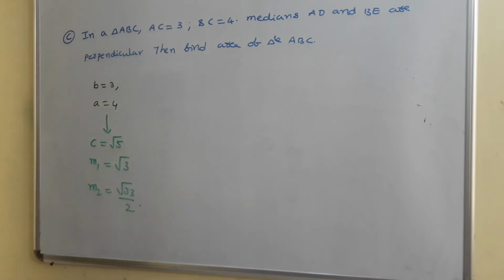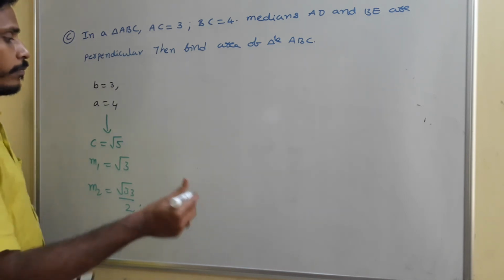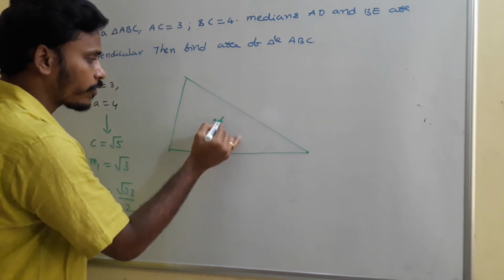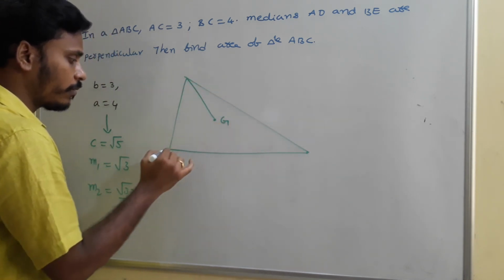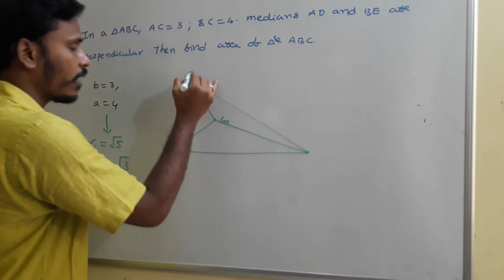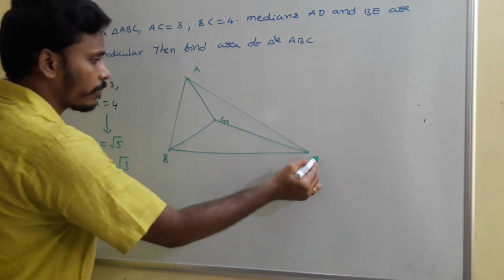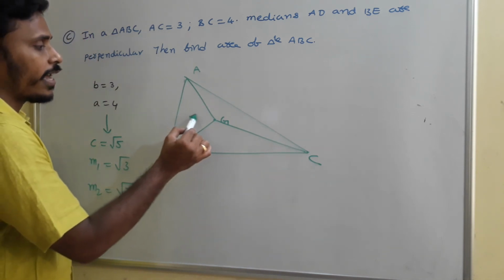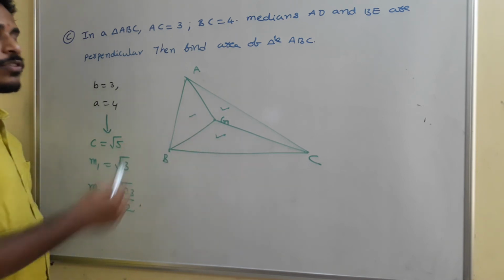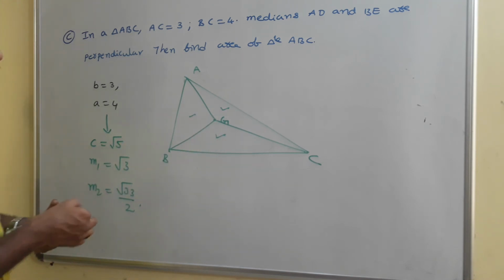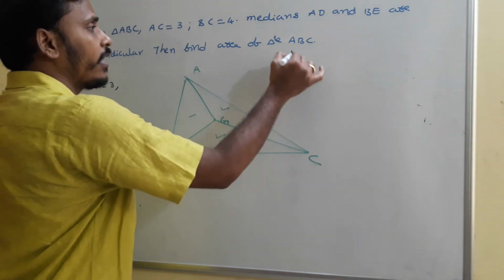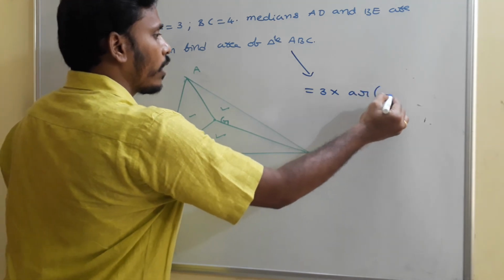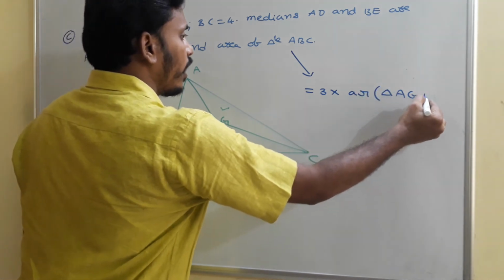Here AD is perpendicular to BC. Triangle is this. So somewhere we have the centroid G, with AG, BG and CG. As I mentioned to you in the last class, area of triangle ABC is equal to 3 times the area of any one of these three triangles, since their areas are equal. The question is about finding the area of the triangle ABC, and this area is 3 into area of triangle AGB.